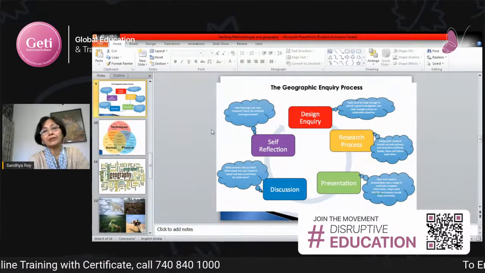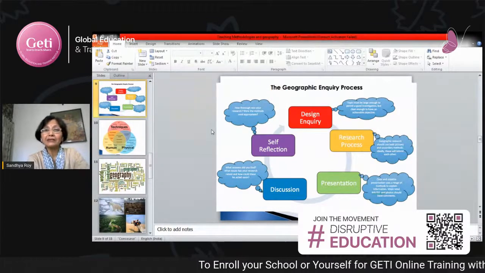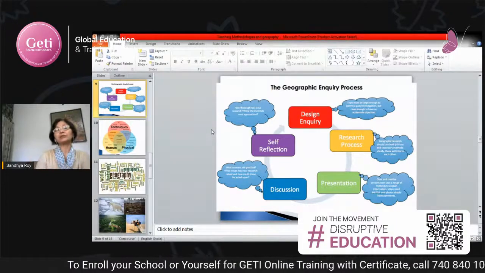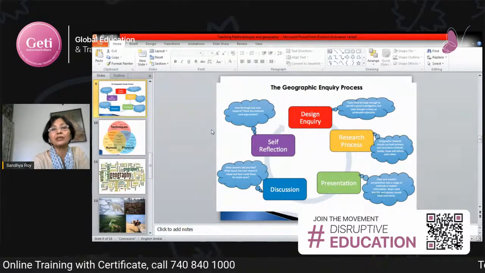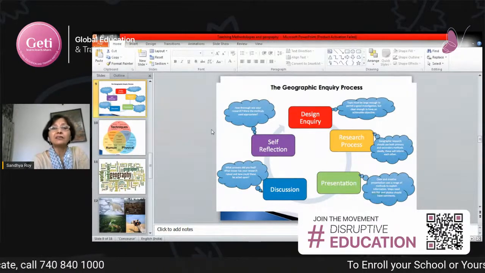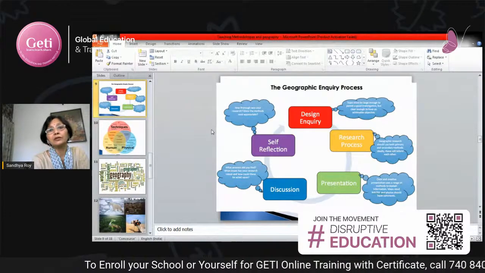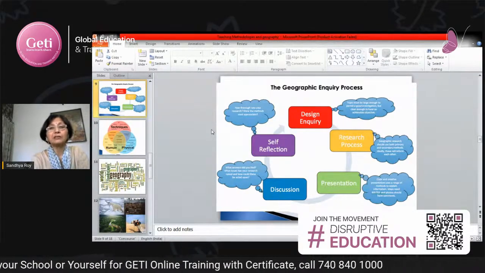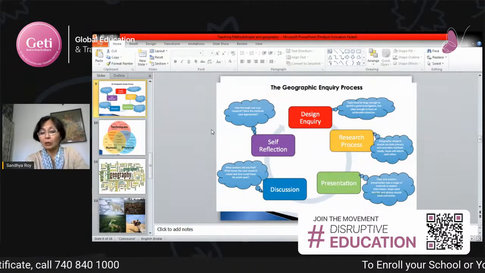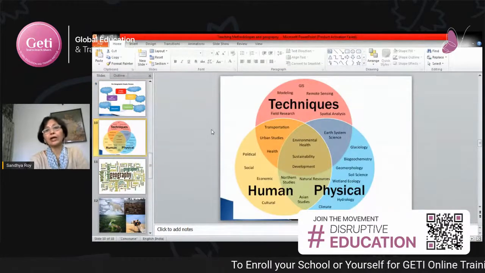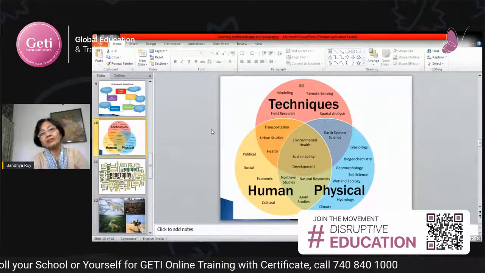Once they have discovered all the things, they can go with the self-reflection. Self-reflection means that the students, or the group of five students, who were not able to do something, the teacher will come up and tell them that this was the point they were not able to work on and this should be done. What things they are lagging behind on, what the progress was, and how next time they will go through it. So this is the geographic inquiry process that we can go with. Next comes how we can apply the techniques, the human and the physical. We have the physical environment.